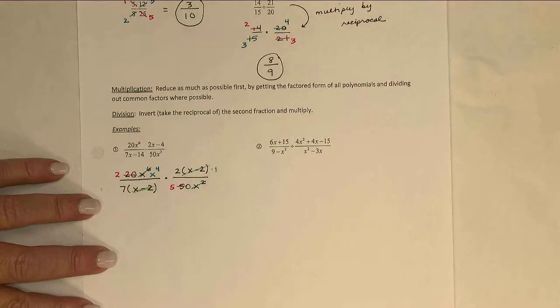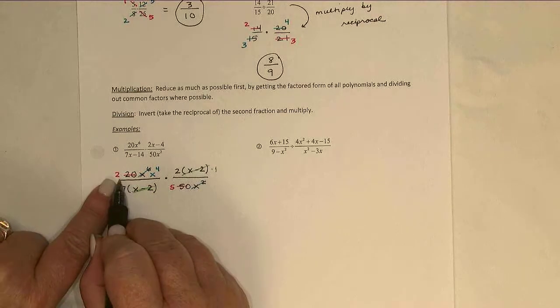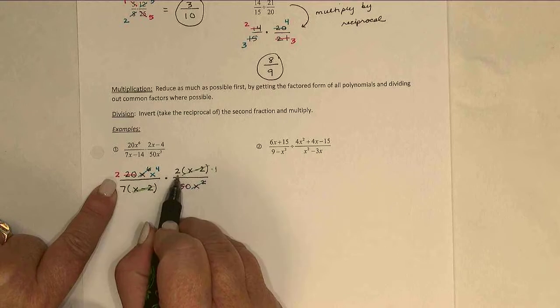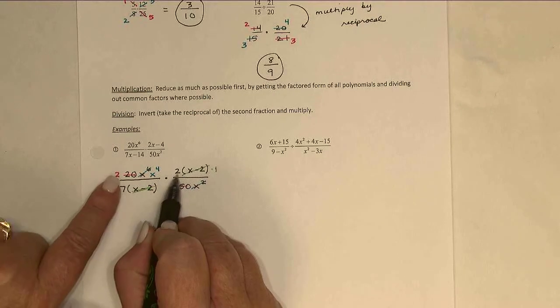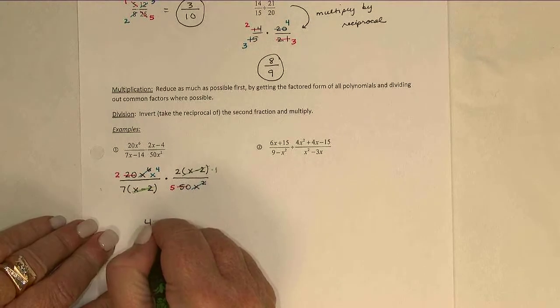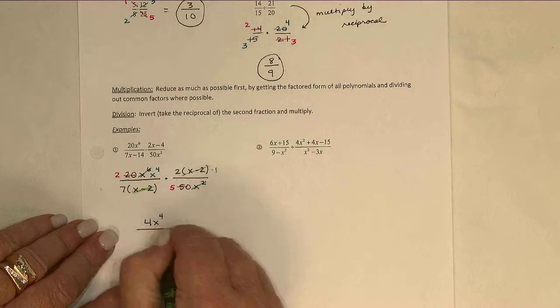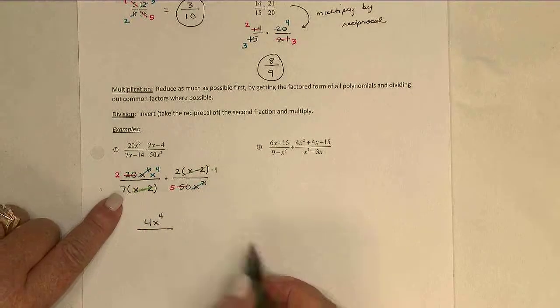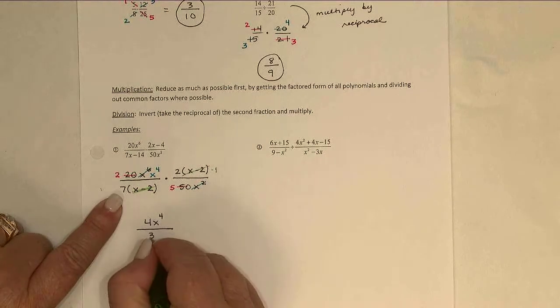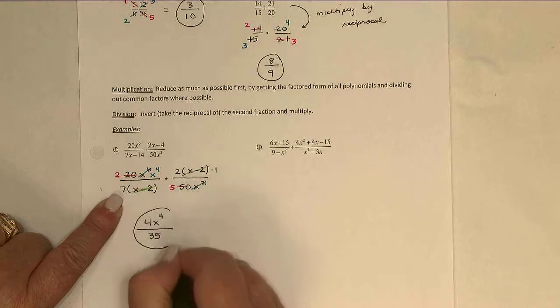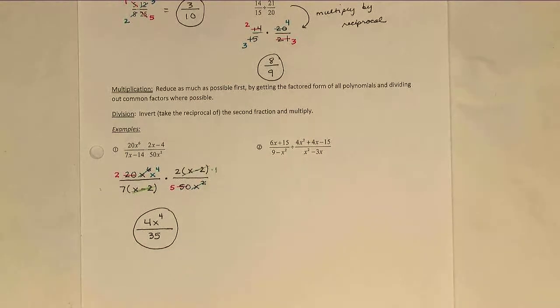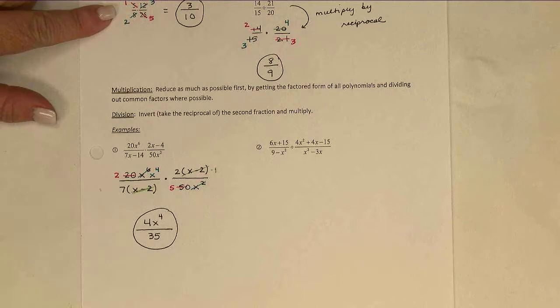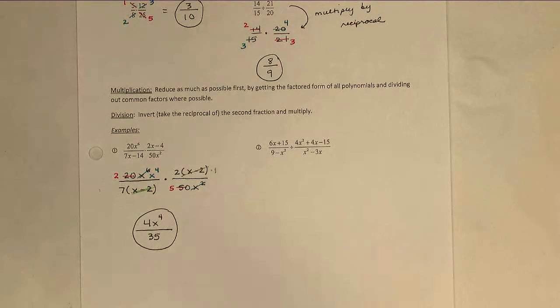And now that I've reduced everything I can, I'm just going to multiply across. So I have 2 times x to the 4th times 2 would be 4x to the 4th. And on the bottom, 7 times 5 is 35. And I'm done. So again, similar process. We're just reducing first. Once we've got factored form, reduce first, and then multiply what's left.